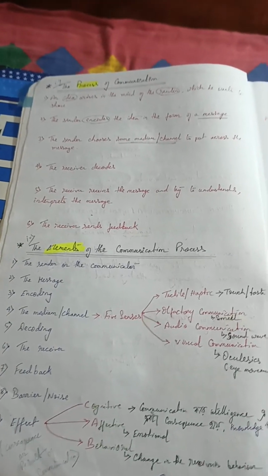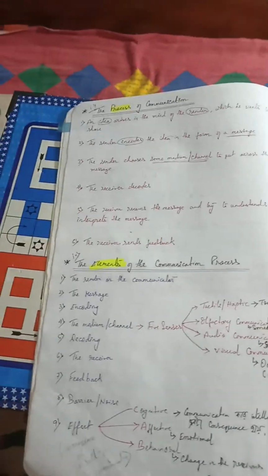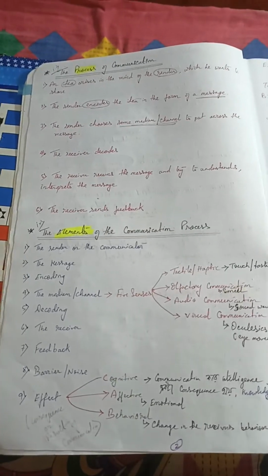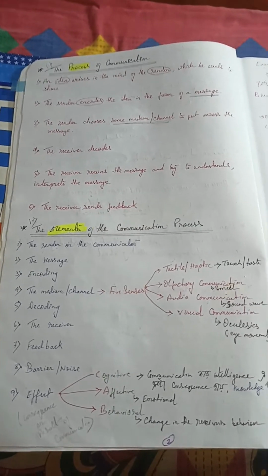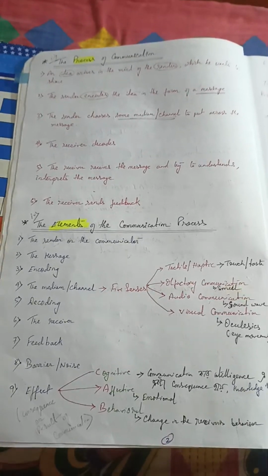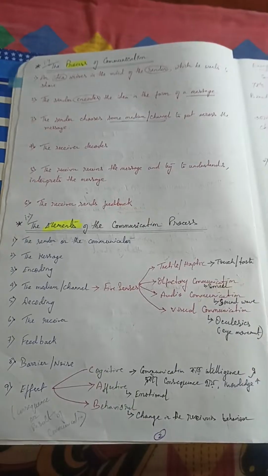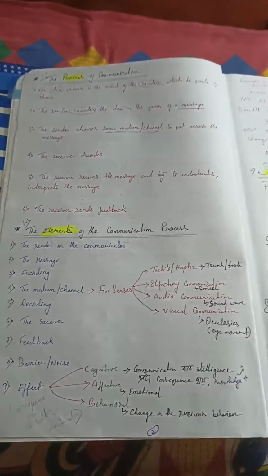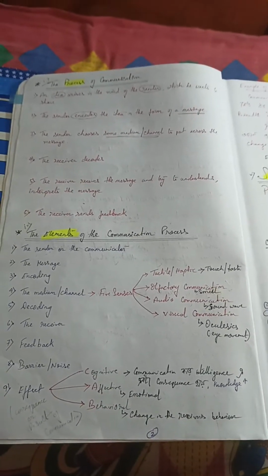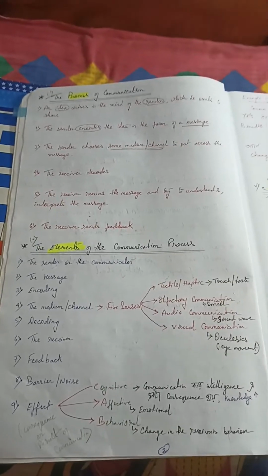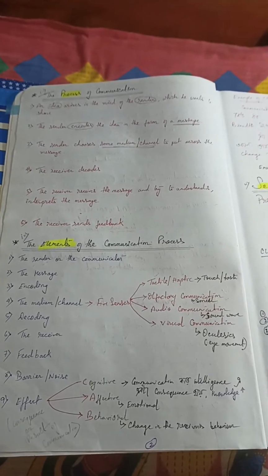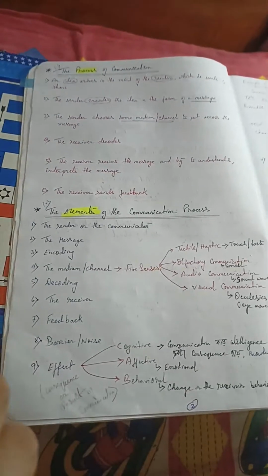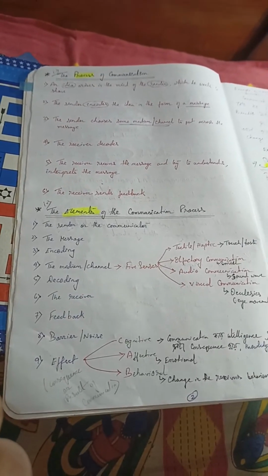Now we have the third part, which is the process of communication. An idea arises in the mind of a sender, which he wants to share. The sender encodes the idea in the form of a message, and chooses some medium or channel to put across the message. Then the receiver decodes, receives the message and tries to understand and interpret it. After that, the receiver sends the feedback.